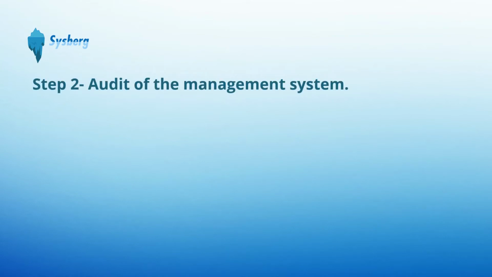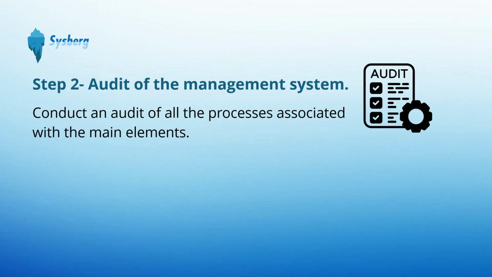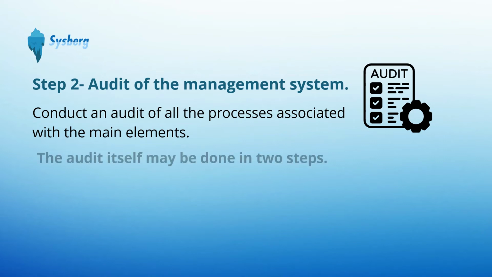Step 2. Audit the management system. Conduct an audit of all the processes associated with the main elements. You may plan the audit by prioritizing the areas of significance. You can get a clue to the areas of significance by completing Step 1. The audit itself may be done in 2 steps.